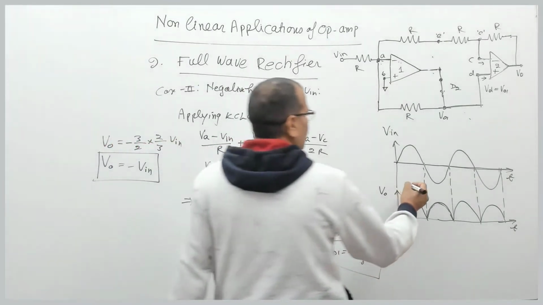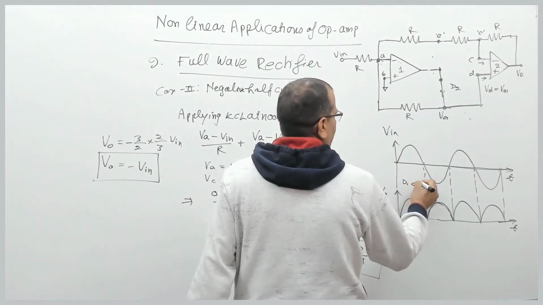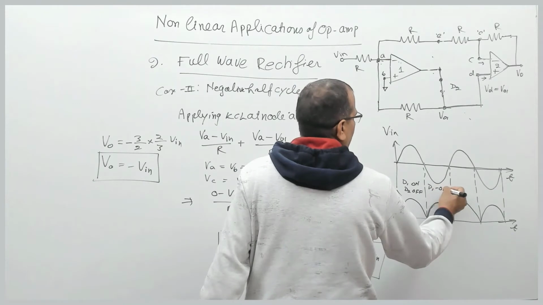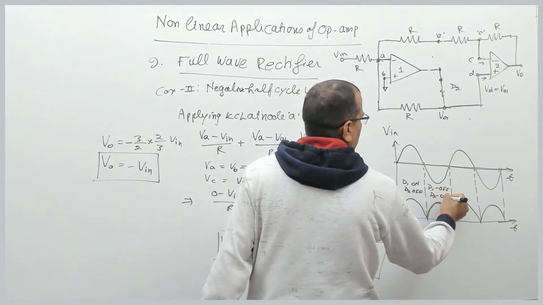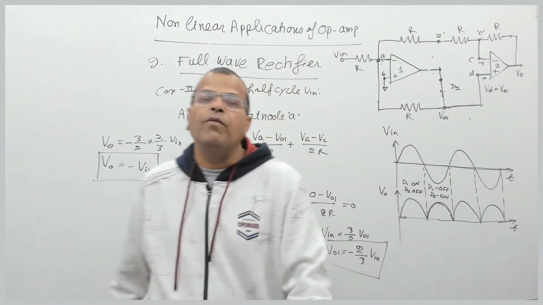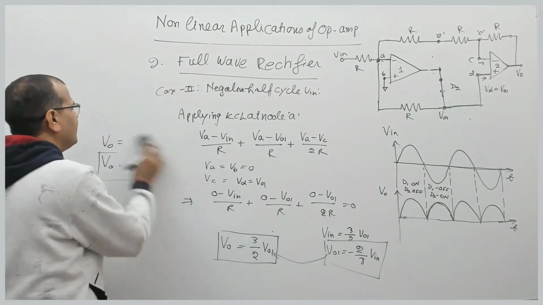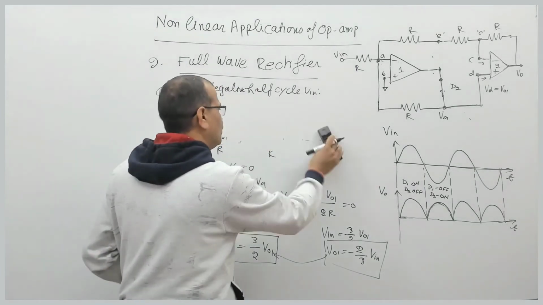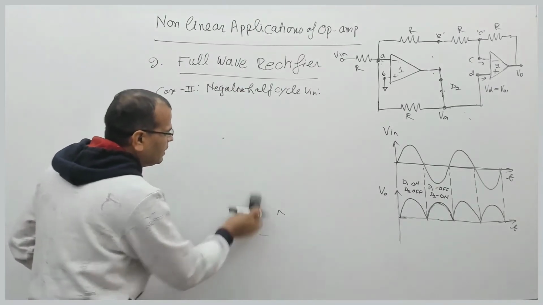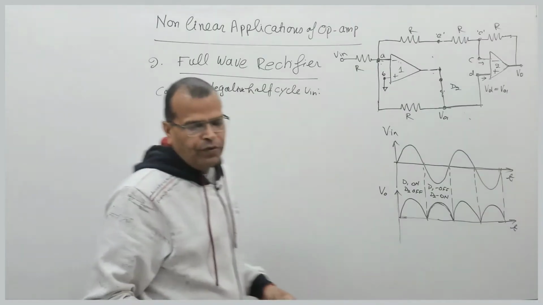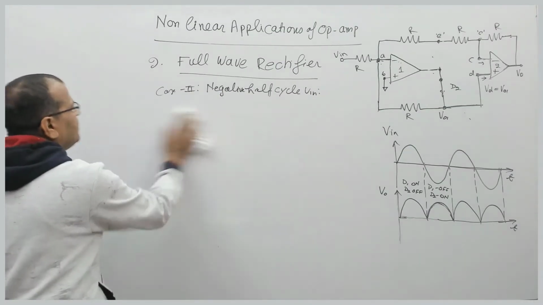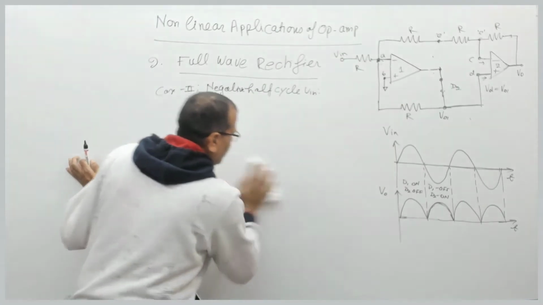So during this cycle, what was there? D1 was on, D2 was off. During this cycle, D1 is off and D2 is on, and so that's what you have. So what is the output? The output is nothing but a full wave, that is, a fully rectified wave. So the input signal is rectified here, and we have only positive pulses at the output of the second op-amp, that is, the output of the rectifier. Now let us see the transfer characteristic of the full wave rectifier.